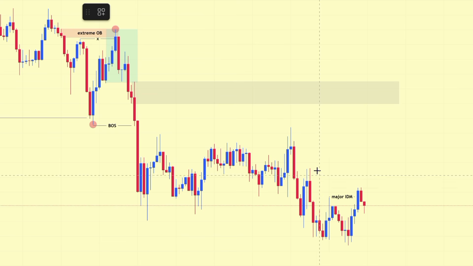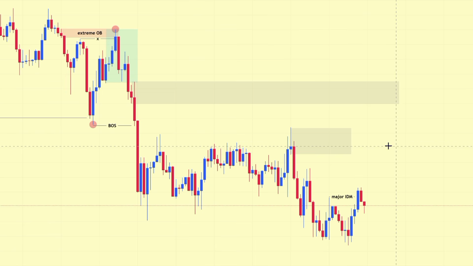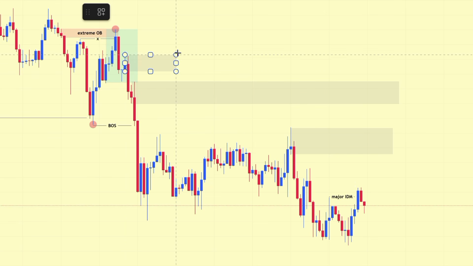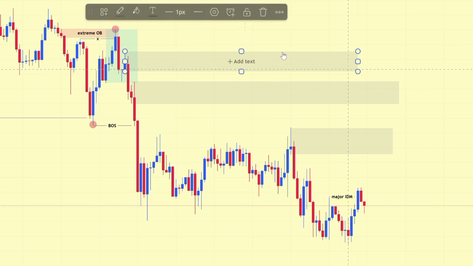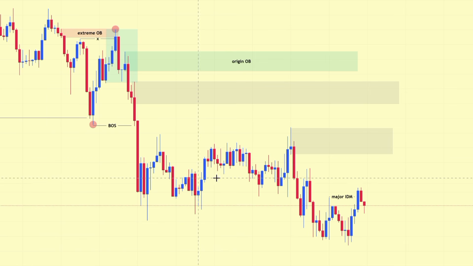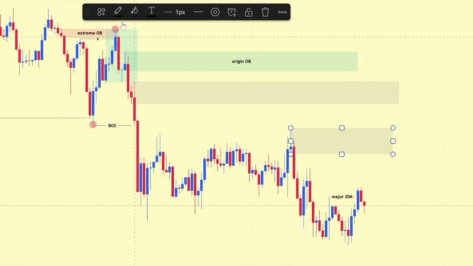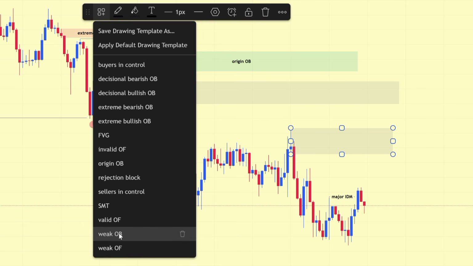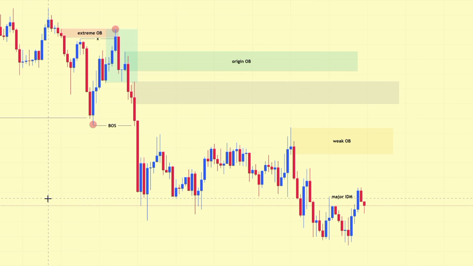All right, so right here, any other POI after the break of structure is weak. You can clearly see this order block here. This order block is weak. And of course, you can clearly see this order block above the extreme. So this is what we call the origin order block. And this here is what we call a weak order block because it was created after the break of structure. Okay, so let me continue running price.